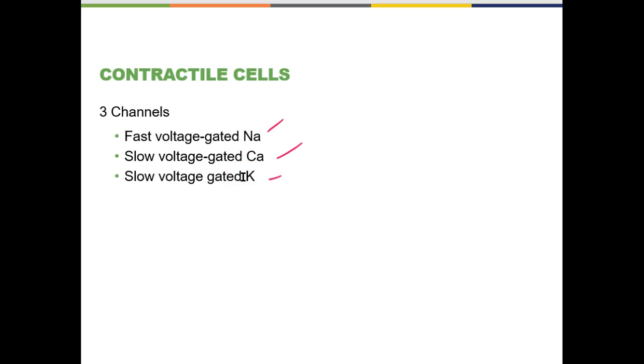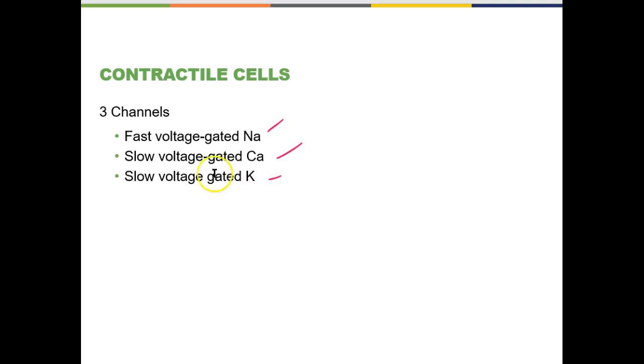You're going to start polarized, and then sodium and calcium are going to generate depolarizing currents, or they're going to depolarize the cell, and potassium is going to repolarize the cell. So all the phenomena are still the same. The channels are just a little bit different.